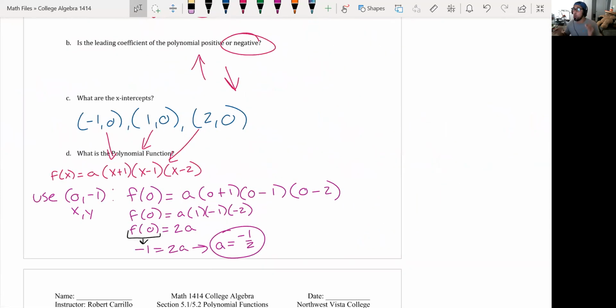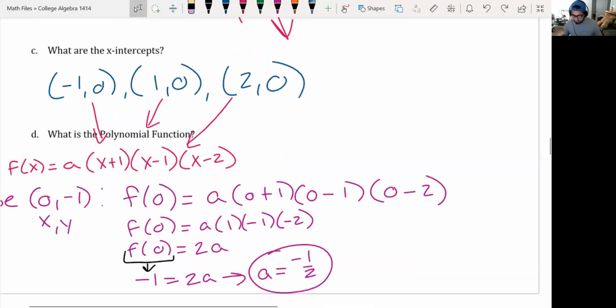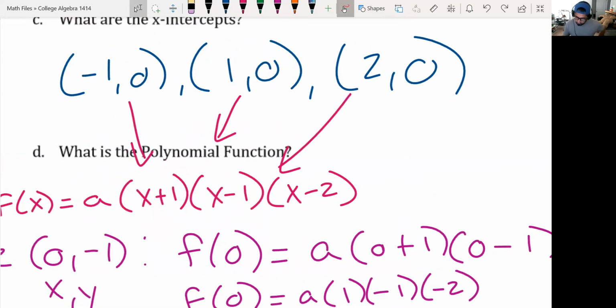which proves what we said in B. We said the leading coefficient will be negative. So all we have to do is take negative 1/2, plug it in here, and we're done. We have the actual function that belongs to that graph, or one of the many functions that belongs to that graph.